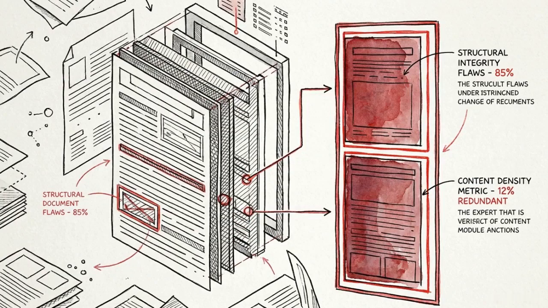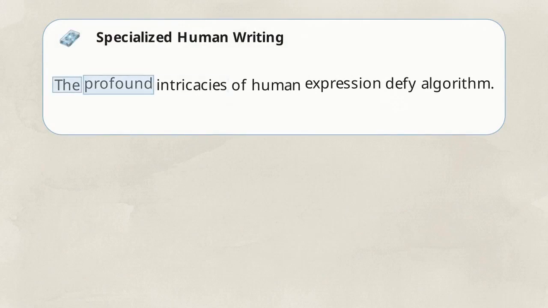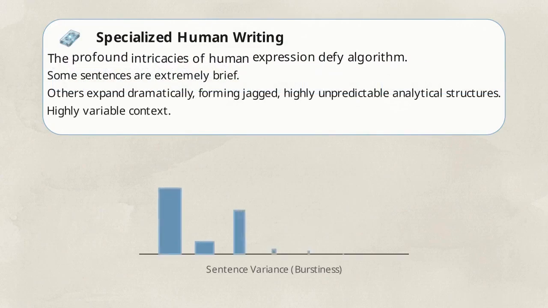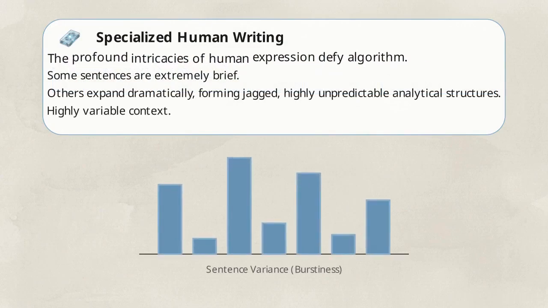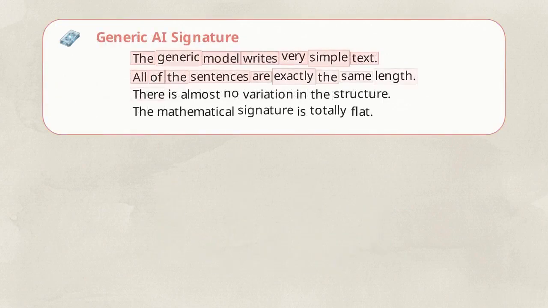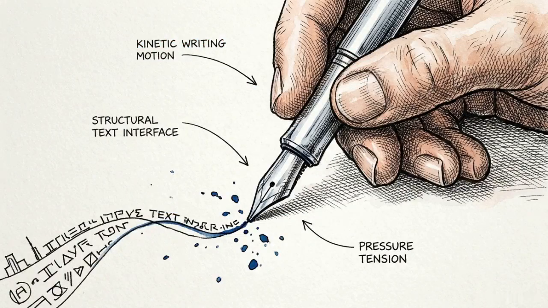Turnitin catches this generic output by analyzing two specific metrics. Perplexity is the measurement of how predictable word choices are within a given sentence. Burstiness measures the variation in sentence length and structural complexity throughout an entire paragraph. Because generic AI relies on uniform probability, it produces low perplexity and low burstiness, creating a mathematically flat, predictable text signature. Human academic writing is dynamic.